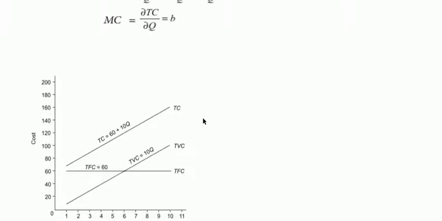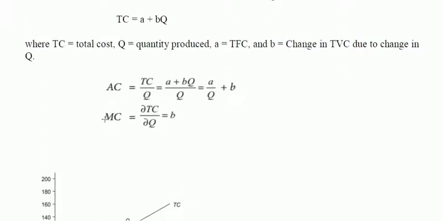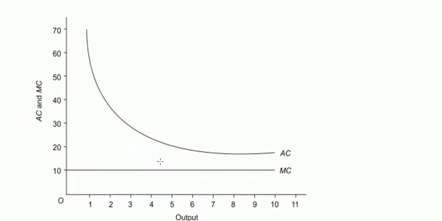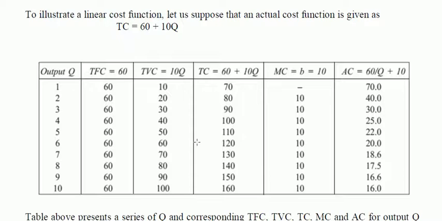Okay, and there are two things, average cost and marginal cost. Average cost is total cost upon quantity, so I get A upon Q plus B, and marginal cost is the derivative of total cost with respect to Q. So the derivative of A plus BQ: the derivative of A is 0, plus the derivative of BQ, which is B. So that's the reason I'm getting marginal cost as B and average cost as A by Q plus B. So if I want to represent that, you can go through this table for your understanding.